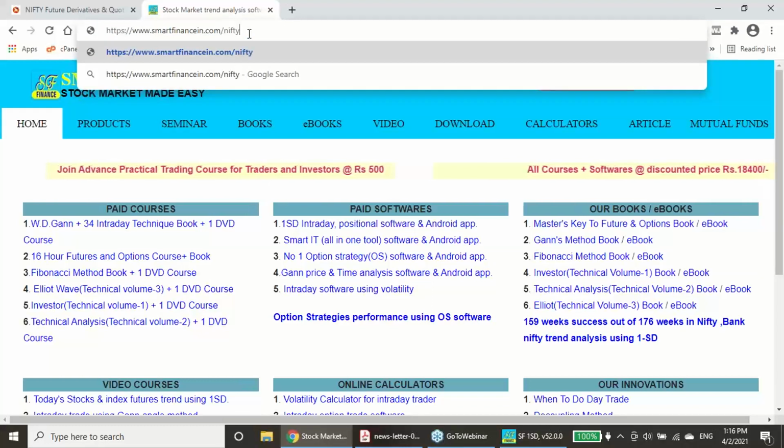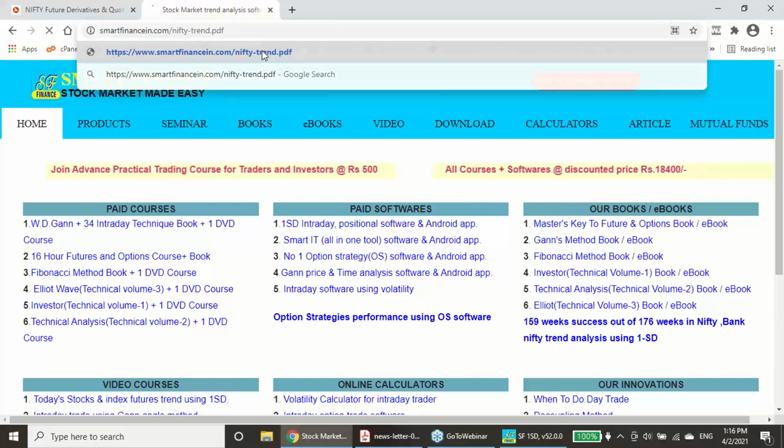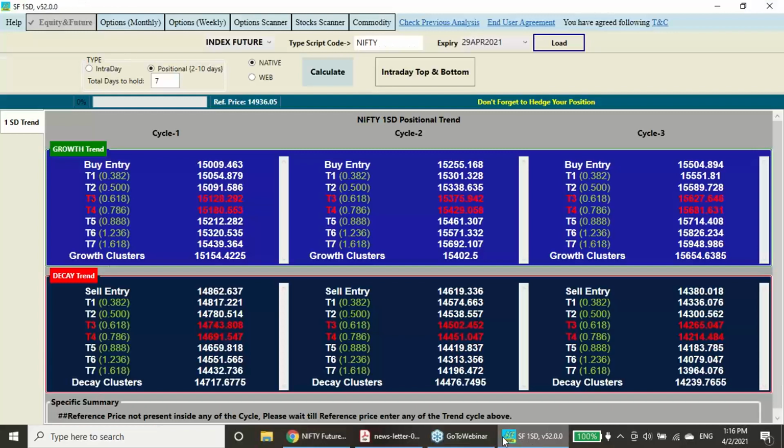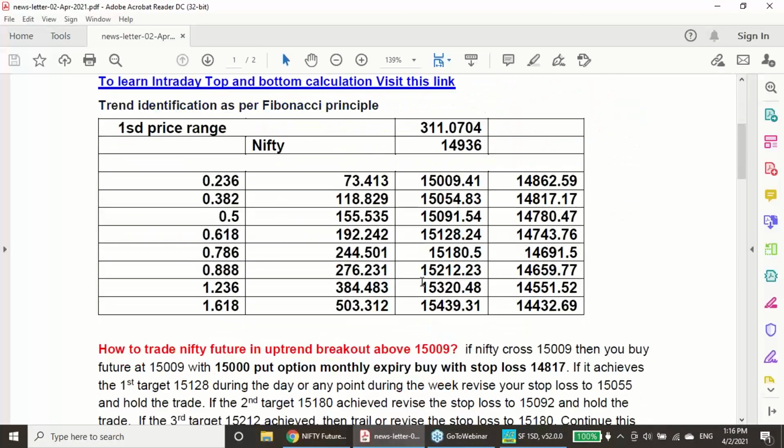Here, if you type Nifty trend.pdf, then you can also download this report. So this report can be downloaded once you type this value, and you can also find it in the video description. My software also gives you the similar levels with three different cycles, however here I have given only one cycle.